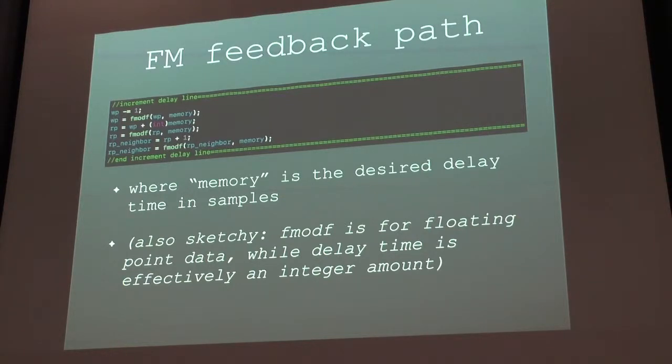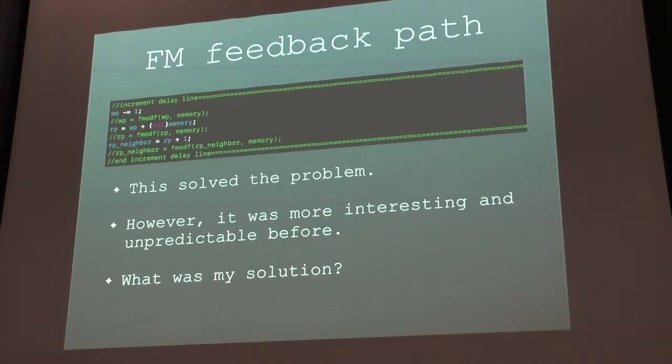And another thing that I'm not so sure, it's probably not the right thing to do, is that I used fmod f, which is for floating point data, but delay time is in samples, which is an integer amount. And since the parameter itself is a float, there was maybe some other funny thing going on that I haven't really analyzed, but that's okay. So this solved the problem when I just commented out those extra reset things.